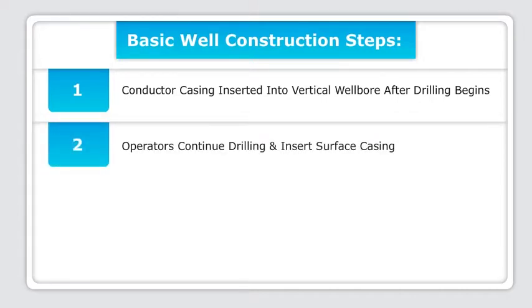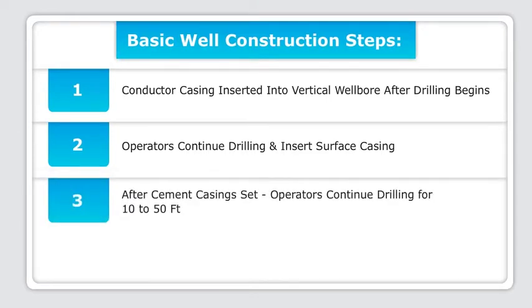2. Once conductor casing is set, operators continue drilling and insert a second casing, called surface casing, from the ground surface and extending past the depth of all drinking water aquifers. 3. After allowing the cement behind the casings to set, operators continue drilling for 10 to 50 feet before stopping to test the integrity of the cement process by pressurizing the well.